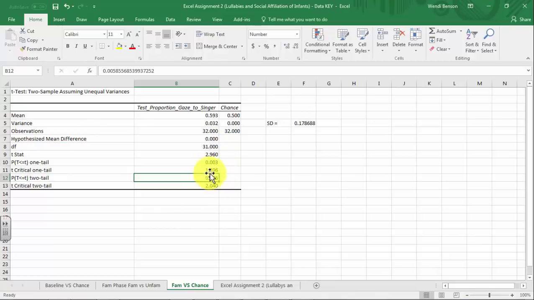So this is telling us it's very unlikely that the difference in how long they stared at the person who sang the familiar lullaby is just due to chance. Here's your T critical, and that mimics the decision that you would make with the P value. P is low, reject the H0. Well, guess what? Your T observed exceeds your T critical. That would also lead you to reject the null hypothesis.